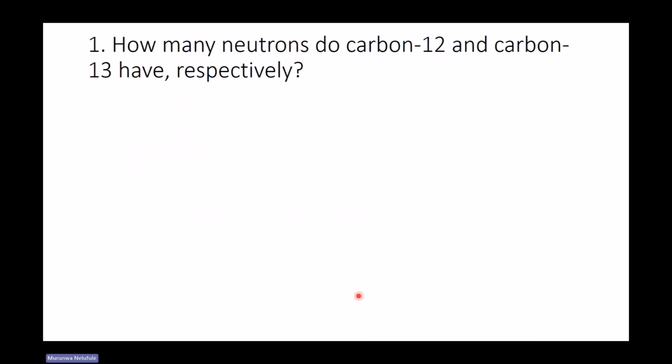How many neutrons do carbon 12 and carbon 13 have respectively? The carbon 12 one consists of 6 neutrons, since it has 6 protons and 6 electrons, meaning that it has 6 neutrons. I don't know if you get what I'm trying to say.